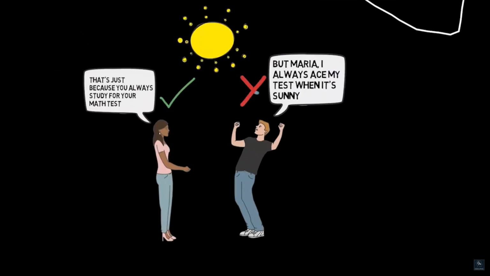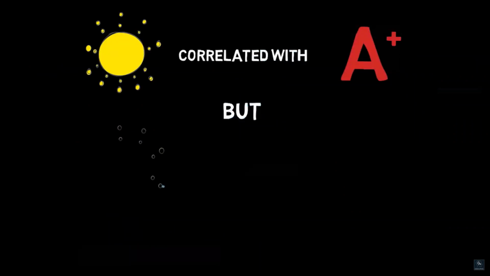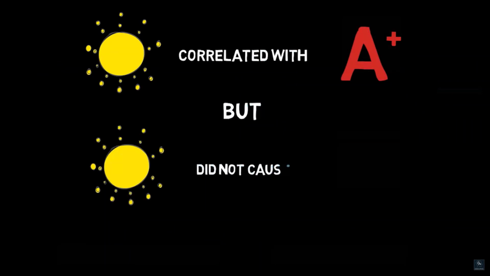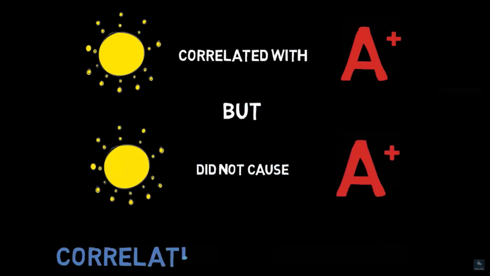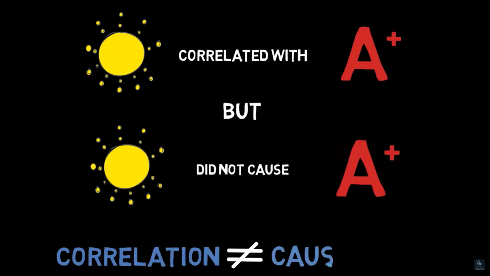Maria's correct. Andy's making a mistake, right? The sunniness doesn't cause Andy to ace his test. The two events, the sunniness and Andy acing his test, occurred together without one causing the other. In other words, the two events are correlated in some way, but there's no causal relation between them. Andy's reasoning here is fallacious. Simply because two events are correlated does not mean that one caused the other. This conflation of correlation and causation is what we will talk about in this video.